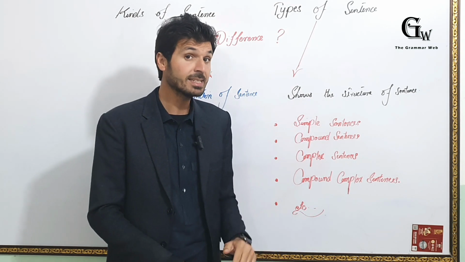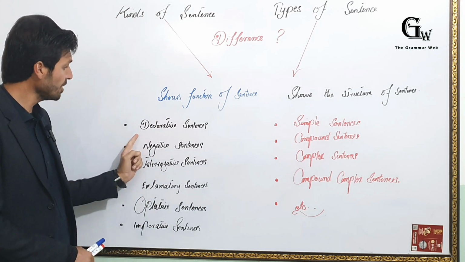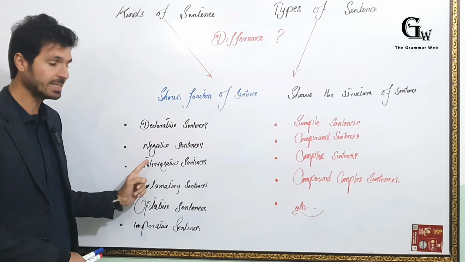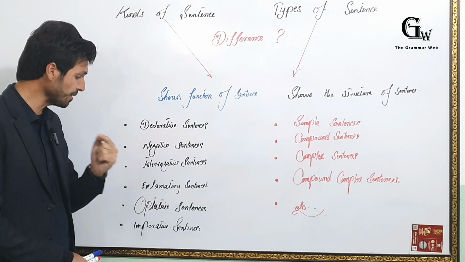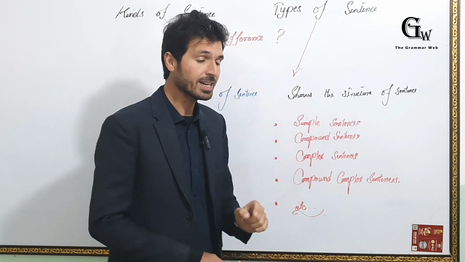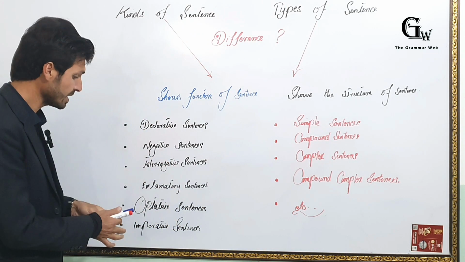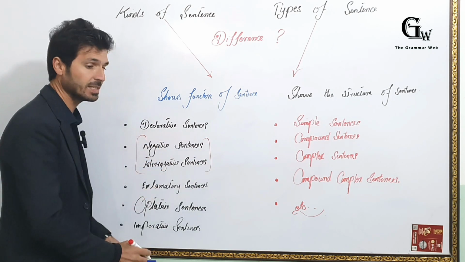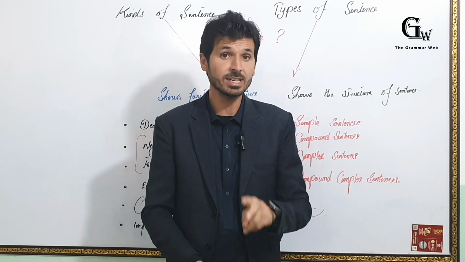So if you look at the two categories here, in kinds of sentences, we should discuss declarative sentence, negative sentence, interrogative sentence, exclamatory, optative and imperative sentences. Because if you look at this category here, these two examples are very much easy for every student. That's why we will target these two.